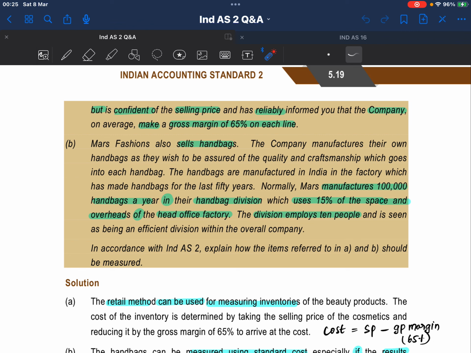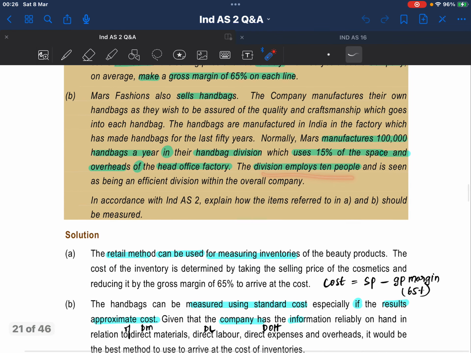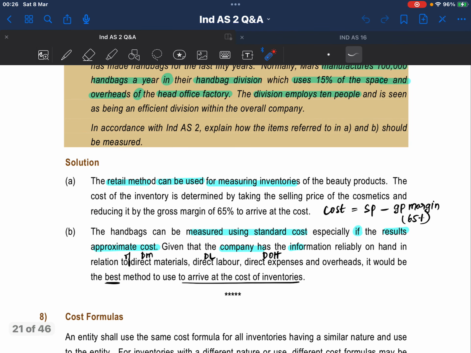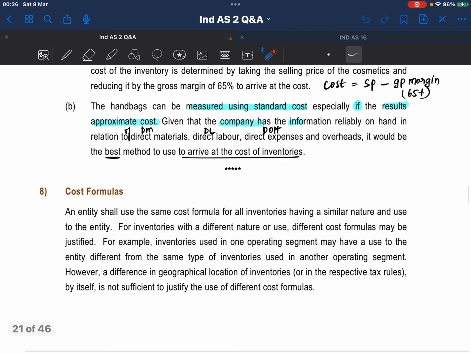And the second one, it also sells handbags, which it manufactures, 1 lakh handbags in a year in the handbag division, and uses 15% of the space and overheads of the head office. The division employs 10 people. The solution to this is that it is measured using standard cost. If the results approximate cost, the company has information on direct material, direct labor, and direct overheads, and it is best to arrive at the cost of inventories.